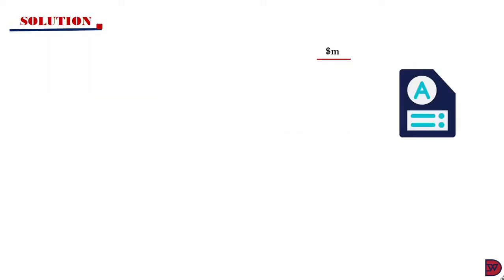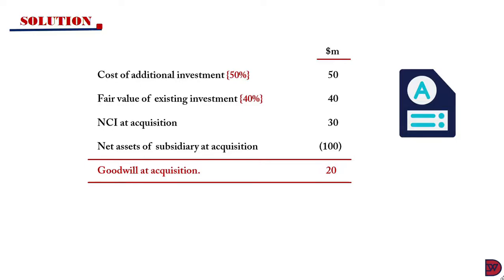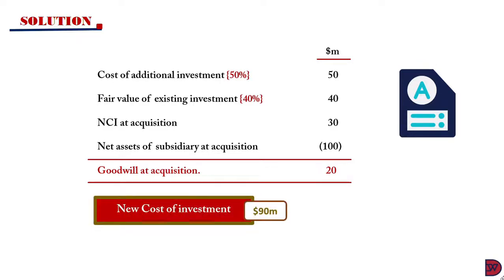So for solution, we start by bringing in the cost of additional investment for the 50%, $50 million. We add the fair value of the existing 40%, $40 million. We add the non-controlling interest value of $30 million. We less the net assets of the subsidiary at acquisition, which was captured in the question as $100 million. Then the net will give us goodwill at acquisition of $20 million. We have the new cost of investment to be $90 million, which is the sum of $50 million, the cost of additional investment, plus the $40 million, which is the fair value of the existing investment of the 40%.